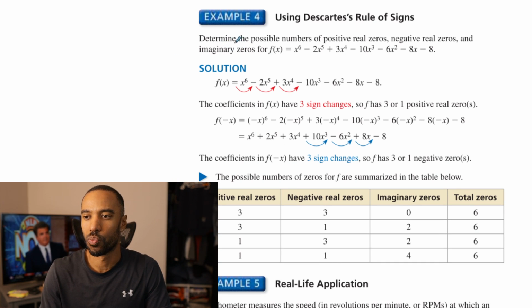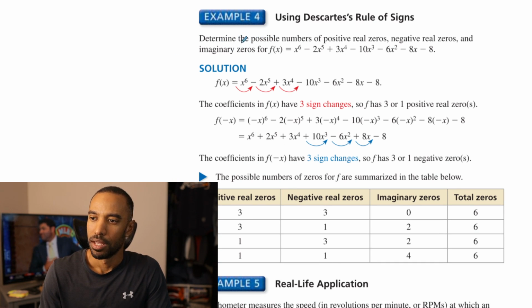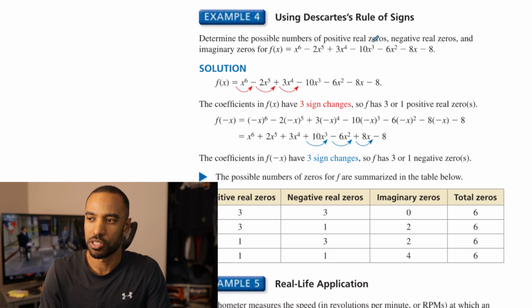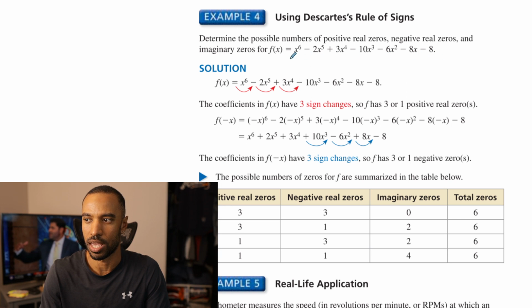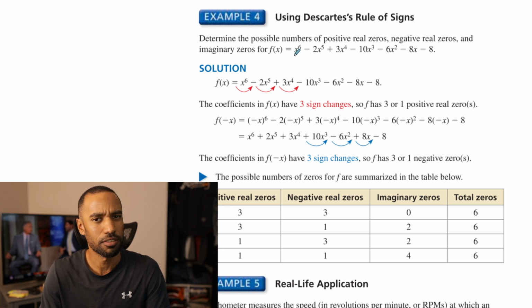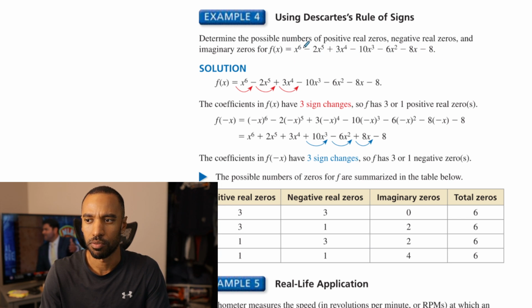So using Descartes' rule of signs, let's look at an example. Determine the possible number of positive real zeros, negative real zeros, and imaginary zeros for f of x equals, and then you have this, I think they call it a sextic function, a 6 degree polynomial.